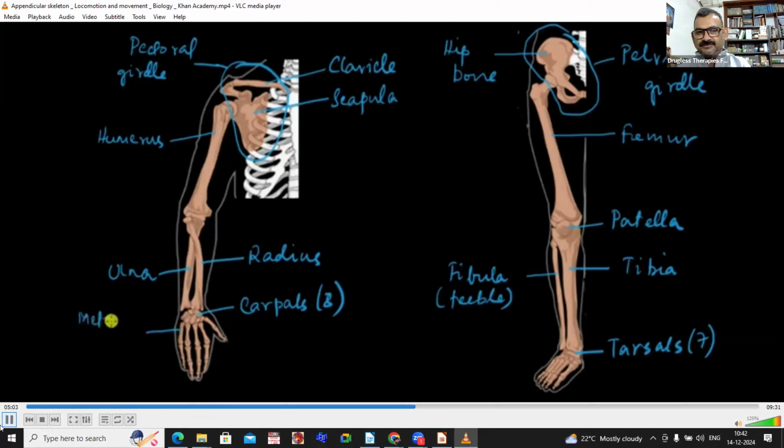Metacarpals. These are all mentioned in that. So the bones right next to the carpals are the metacarpals, and there are 5 of them: 4 for each finger and then 1 for the thumb. So 5 metacarpals. And corresponding to metacarpals, we have metatarsals in the foot.